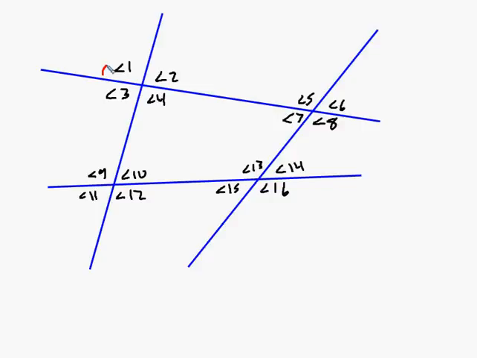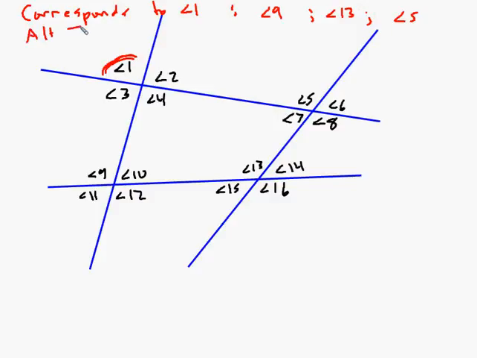Name an angle that corresponds to angle 1. Angle 13. No, angle 9, I meant, my bad. Yes, angle 9 corresponds. Name another angle that corresponds to angle 1. Angle 13. Name an angle 5. Good job. All right. Name an angle that is an alternate interior to angle 7.